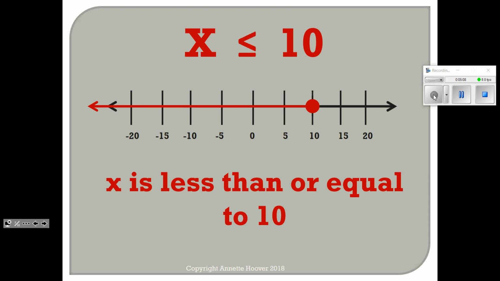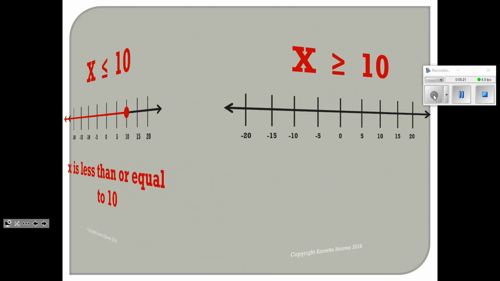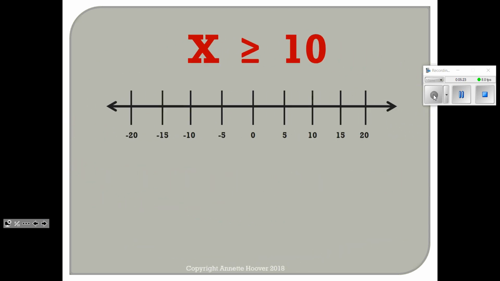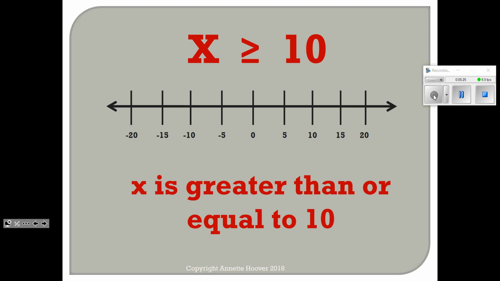Notice that the skinny part of it is towards this. This is less than. And the variable's on the left, so the arrow goes to the left. This one, what does it say? It says x is greater than or equal to. Greater than or equal to. Again, it's equal to, so we're going to use a filled-in dot on 10, but this time the arrow is going to go to the right.